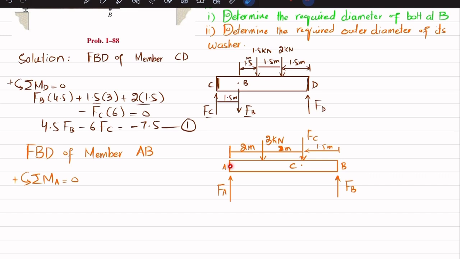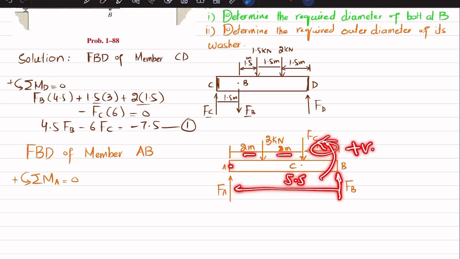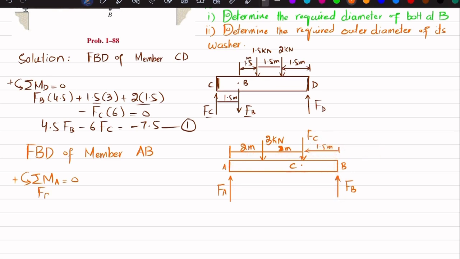So about point A, one moment is produced due to this FB, and the perpendicular distance is 2 plus 2 plus 1.5, which is 5.5, and this is producing a counterclockwise moment, so it will be positive. So I will write FB into 5.5. The second moment is produced due to this FC and the perpendicular distance is 4. This is 2 and this is 2, so it will be 4 meters, and it is producing a clockwise moment, so it will be negative. So I will write minus FC multiplied by 4. The third moment is produced due to the 3 kilonewton load, and the perpendicular distance is 2, and this is producing a clockwise moment, so it will also be negative. So I will write minus 3 into 2, and the sum of all moments about point A must be equal to 0.